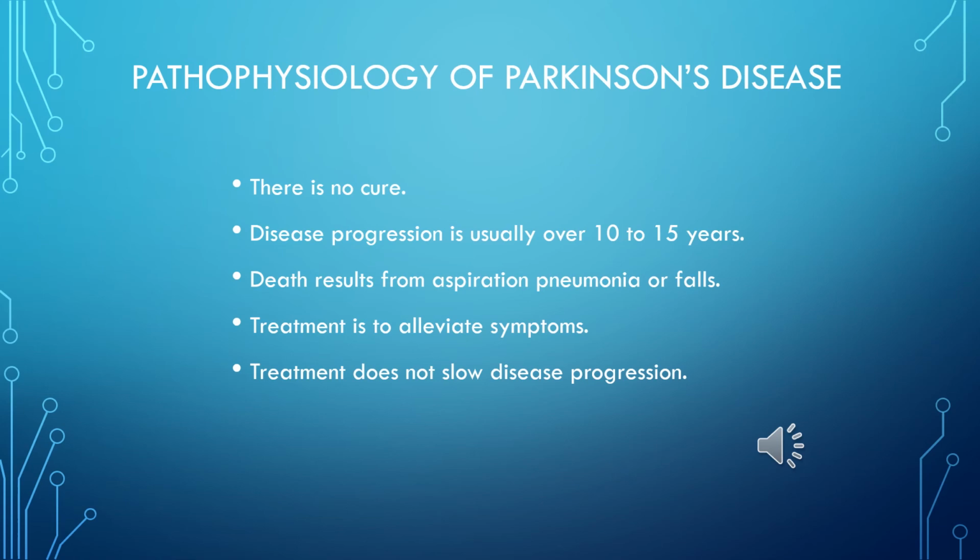As far as the pathophysiology for Parkinson's disease, the disease progression is usually over 10 to 15 years, producing severe motor problems to the point of near immobility at the time of death. And death is usually the result of either aspiration pneumonia or falls or complications from falls. Treatment is used to alleviate the symptoms, to give them a better quality of life. However, it does not slow down the disease progression.